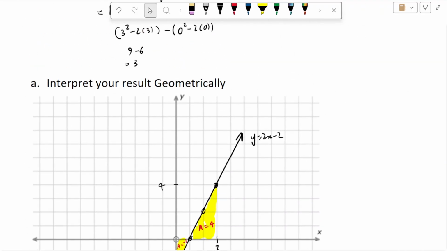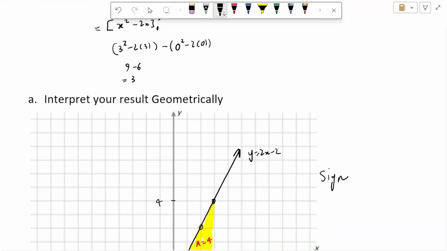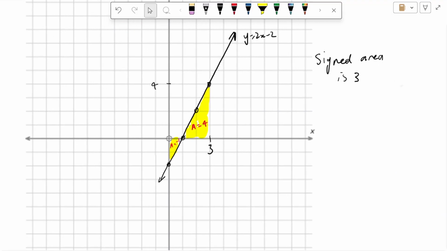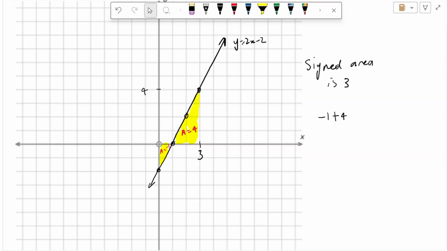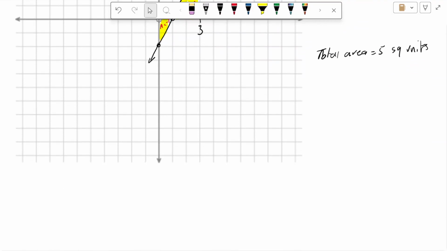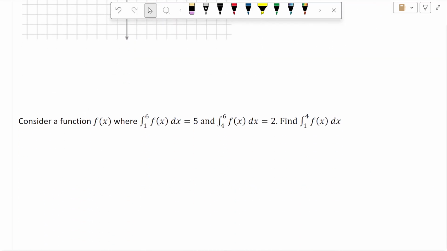So interpret your result geometrically. The signed area is 3. So -1 plus 4, that's basically what it is. The actual total area is 5 square units, because areas normally don't involve negative numbers. So that's a little difference between the negative stuff and the positive stuff with area.